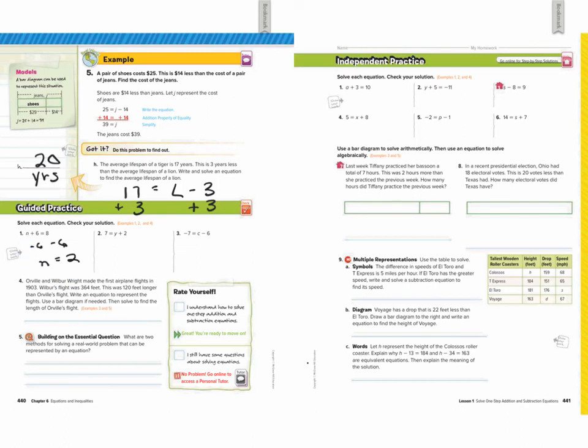our work. 7 equals y plus 2. We're going to isolate that y. So we're going to subtract out the 2 on both sides of the equal sign. 7 take away 2, 5. 5 equals y. Now imagine substituting this 5, send it right back in, double check your work. 5 plus 2 equals 7. 7 equals 7. So we did that one correctly.